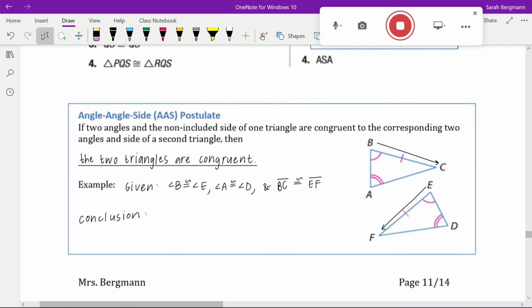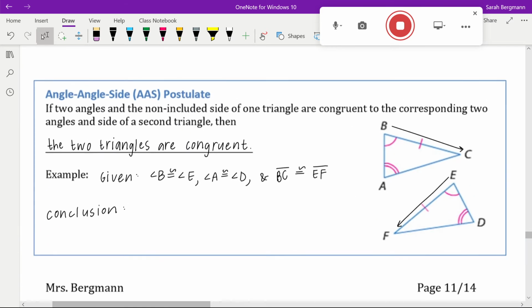Next, we will talk about the angle angle side postulate. It says that if two angles and a non-included side of one triangle are congruent to the corresponding two angles and non-included side of a second triangle, then the two triangles are congruent. For example, if you have angle B congruent to angle E, angle A congruent to angle D, and one of the non-included sides, meaning it's not the included side, in this case such as BC congruent to EF, we could conclude that these two triangles, such as triangle ABC, is congruent to triangle DEF.